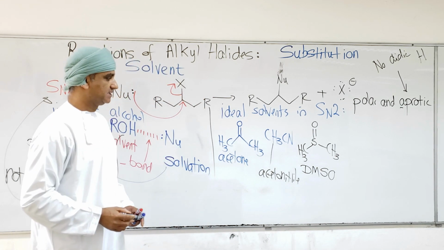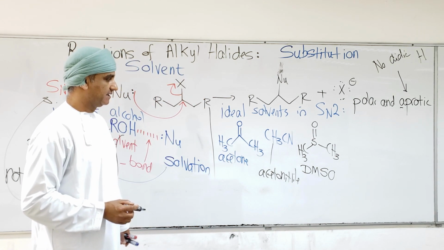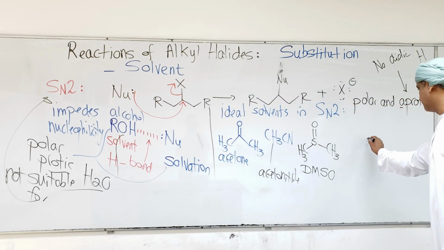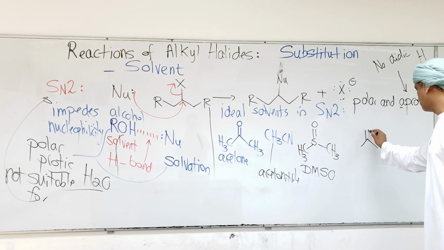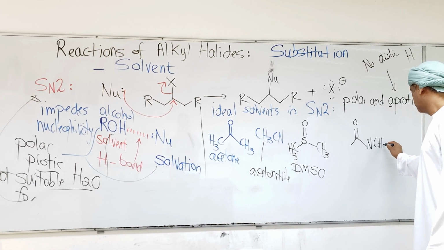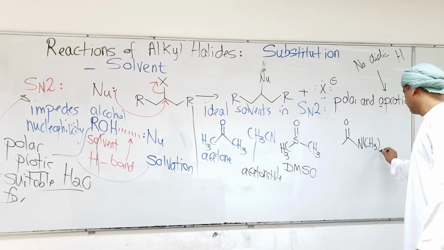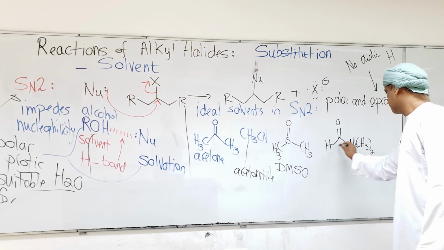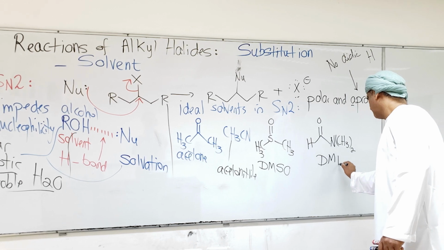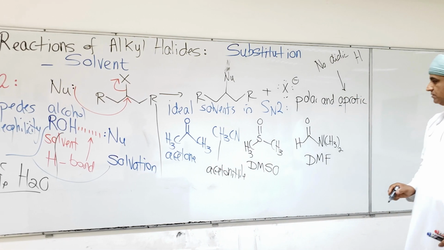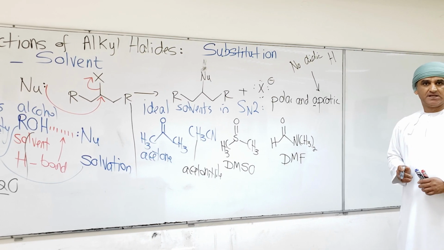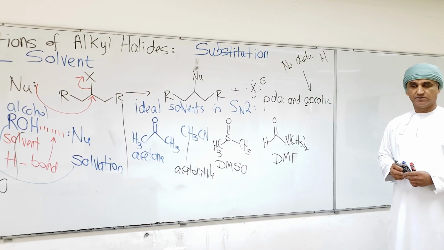So acetone, acetonitrile, DMSO, DMF, dimethyl formamide. This is DMF, dimethyl formamide. This is also another example of an excellent solvent in Sn2 reactions.